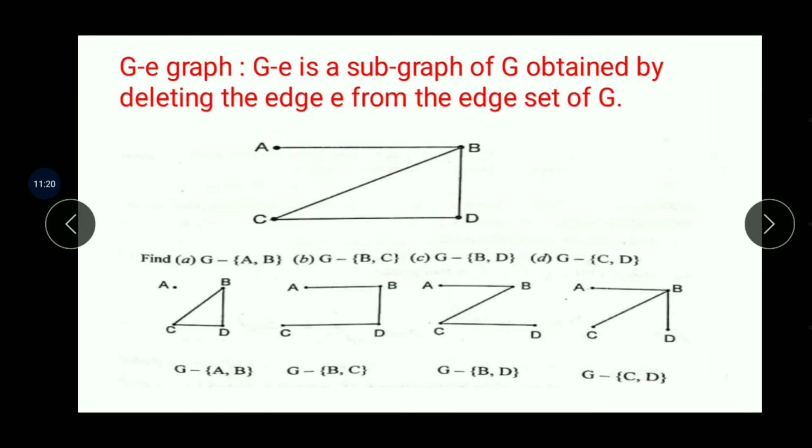Next is the G minus E graph. G minus E is a subgraph of G obtained by deleting the edge E from the edge set of G. So if we remove one edge, we get a G minus E graph. Like suppose here, if I remove this edge, I get G minus AB. I am removing the edge AB, I get G minus AB. If I remove BC, I get this graph. If I remove BD, I get this graph. If I remove CD, I get this graph.